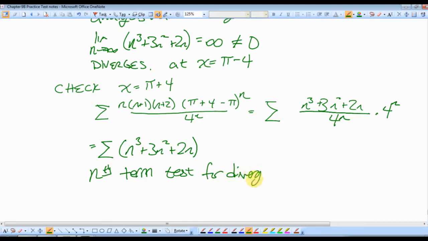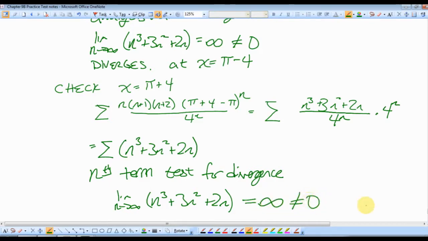Okay, so the limit as n approaches infinity of n cubed plus 3n squared plus 2n is equal to infinity, which is not 0.